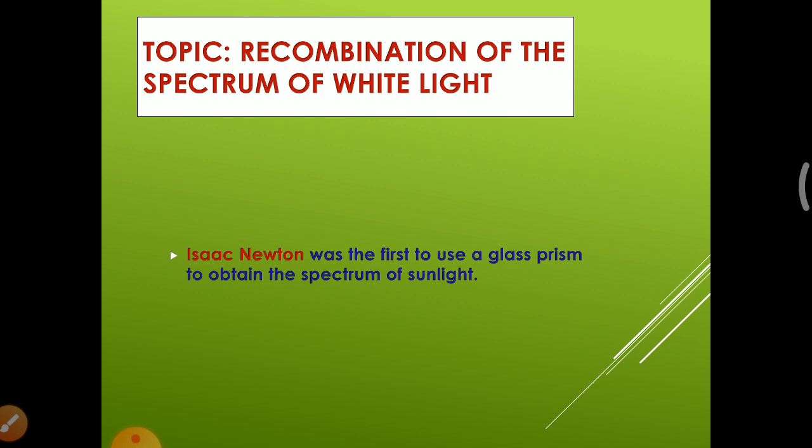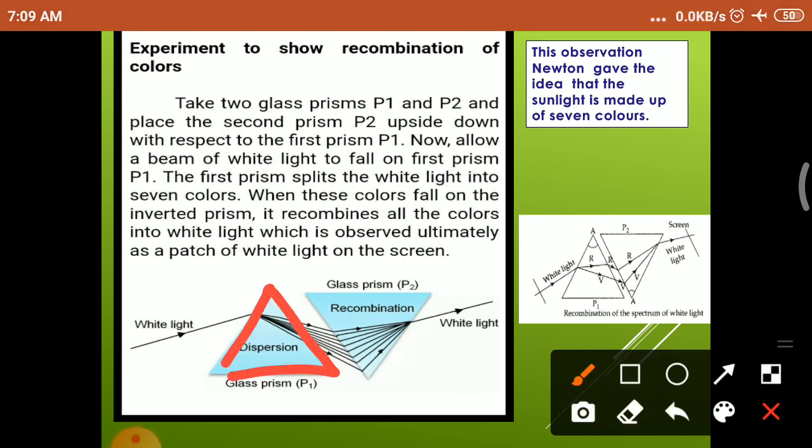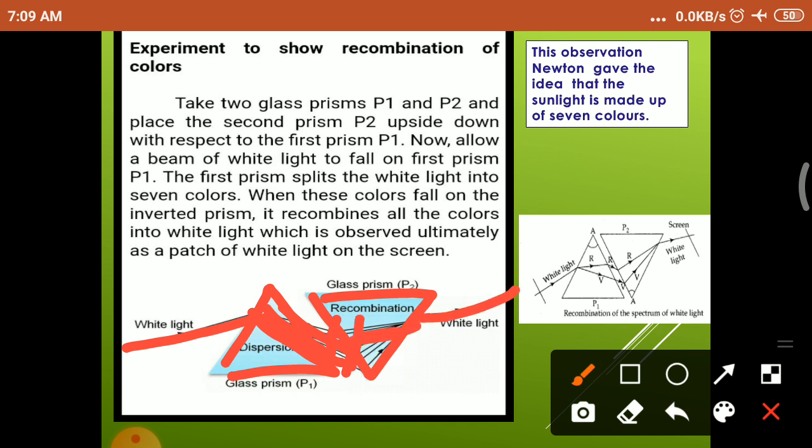How did he discover that recombination of the spectrum of white light? For understanding this concept, we have to take two glass prisms, give them the names P1 and P2, and place the second prism upside down with respect to the first prism. Here this is the first prism and this is the second prism. The second prism is placed upside down with respect to the first prism. So when the light falls on the first prism, it is dispersed into 7 colors. The dispersed colors fall on the second prism and come out as white light.